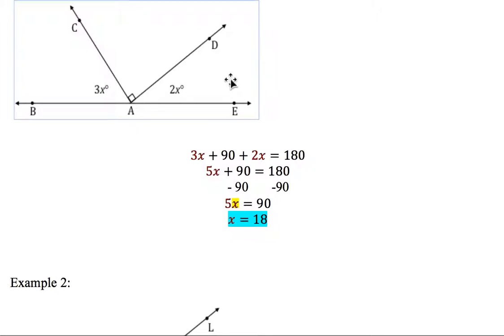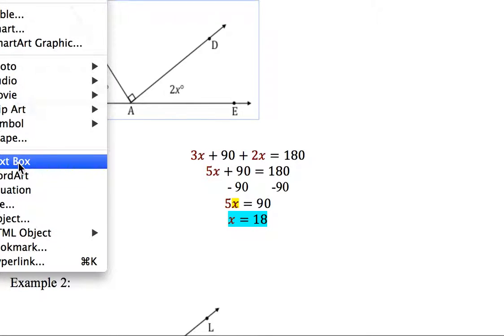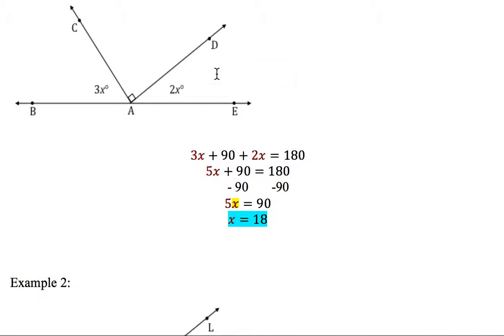Now, if I actually wanted to figure out what the different angles are, I would have to go back and substitute in. So here, we know that this angle is 2 times x. If x is equal to 18, then that means that this angle is 36 degrees.